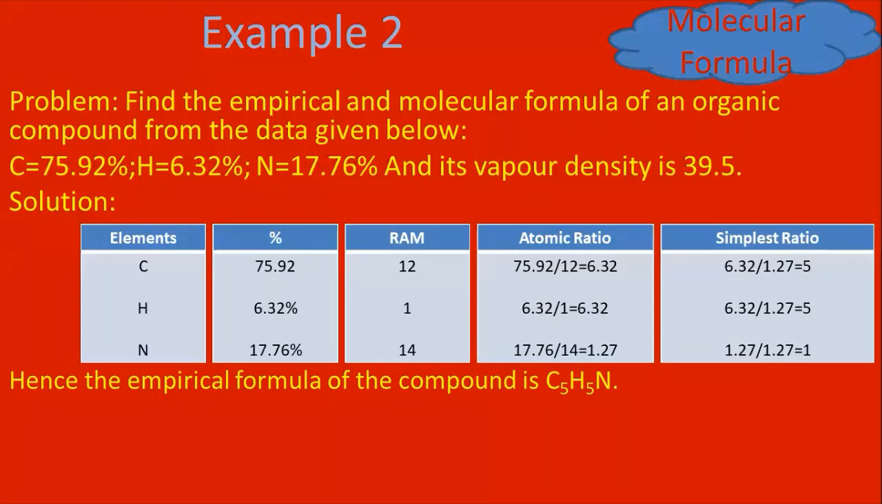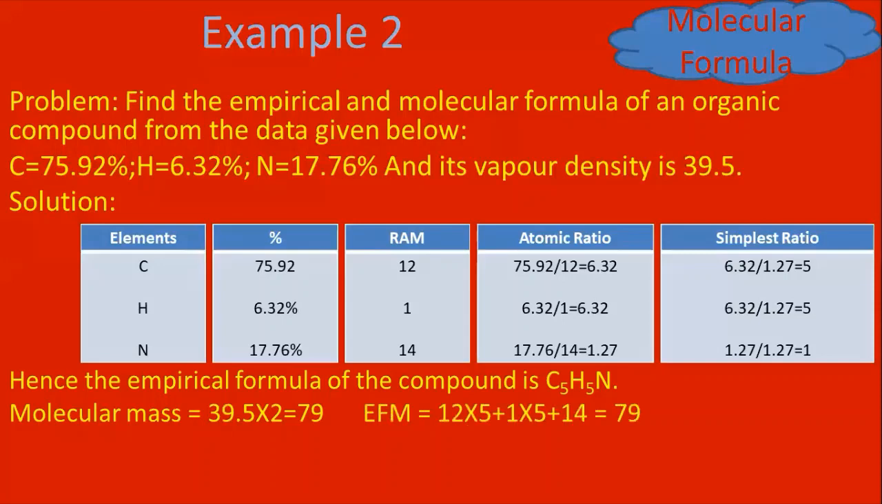Now the next step is to find out n. For that we need the molecular formula. In the question, the molecular formula is not given directly. But from the vapor density, we can find out the molecular mass. Molecular mass is equal to 2 into vapor density, which is 39.5 into 2, equal to 79. Empirical formula mass we can calculate for C5H5N. So 12 into 5, 1 into 5, plus 14, which is equal to 79.